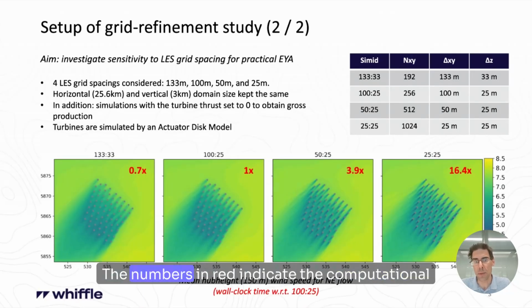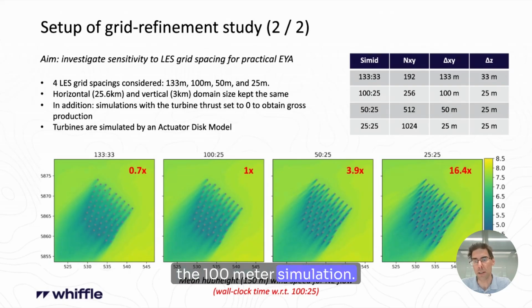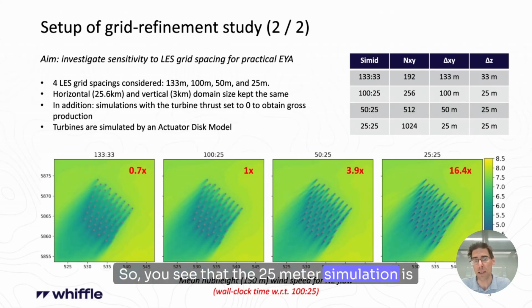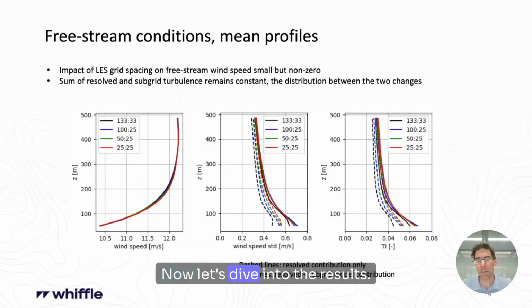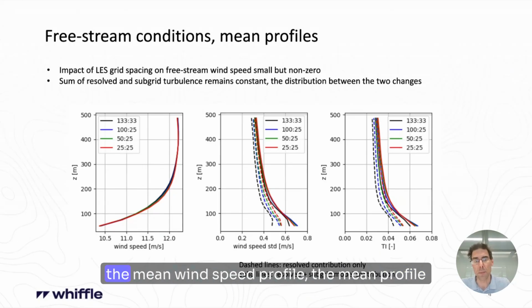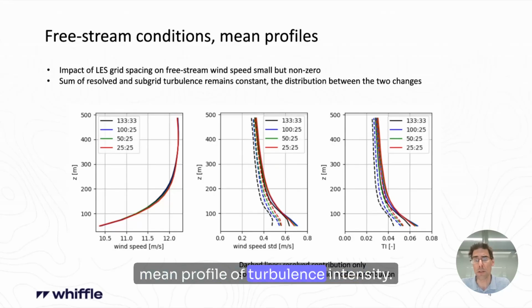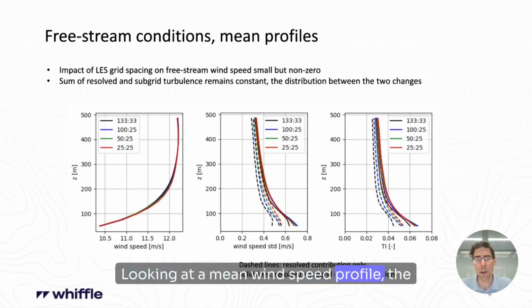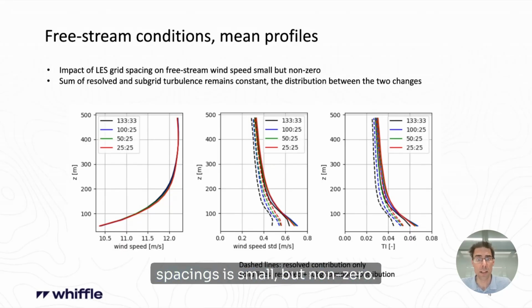The numbers in red indicate the computational cost of the 4 simulations with respect to the 100 meter simulation. So you see that the 25 meter simulation is 16 times more expensive than the 100 meter simulation. Now let's dive into the results. The panels here present from left to right the mean wind speed profile, the mean profile of wind speed standard deviation, and the mean profile of turbulence intensity. Looking at the mean wind speed profile, the difference between the 3 LES grid spacings is small, but non-zero.